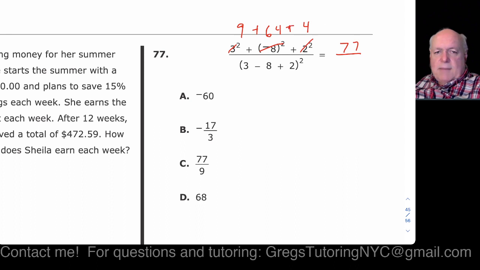And the denominator is going to be 3 minus 8 plus 2 squared. We have to do the inside of that first before we can square it. So 3 minus 8 is -5, and -5 plus 2 is -3. So our denominator becomes -3 squared, which is equal to positive 9. Minus 3 times minus 3 is positive 9. And that's all we have to do for this.